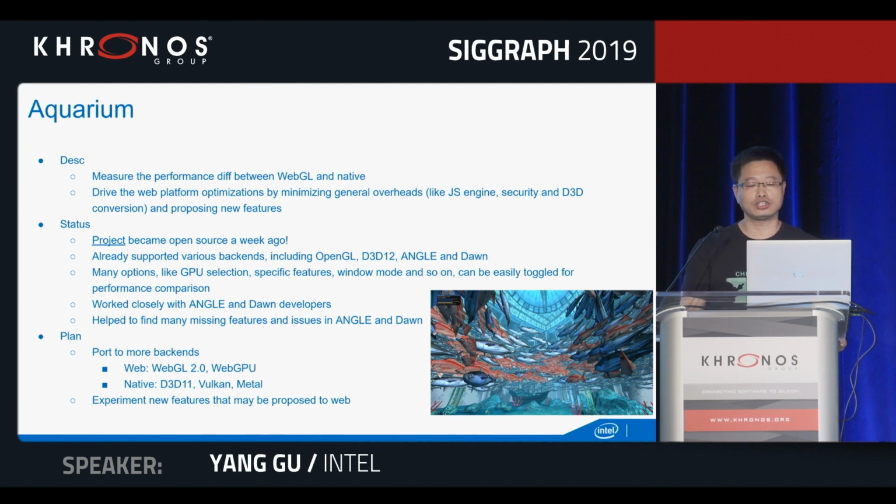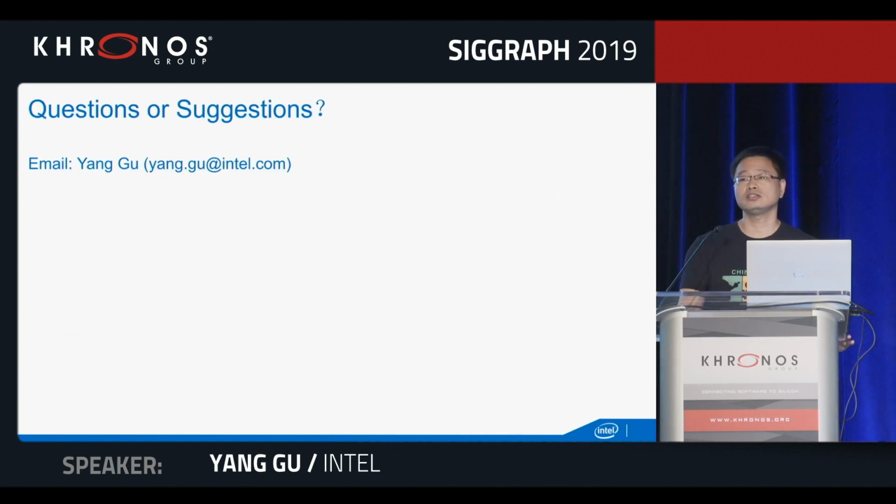During the implementation, we worked very closely with the ANGLE team and the Dawn team, and got very generous support from them. We also found many issues and some missing features inside these projects. As the next step, we will continue to port it to various other backends like D3D11, Vulkan, and Metal. So that's it. If you have any questions or suggestions, feel free to talk to me or email me. Thank you.